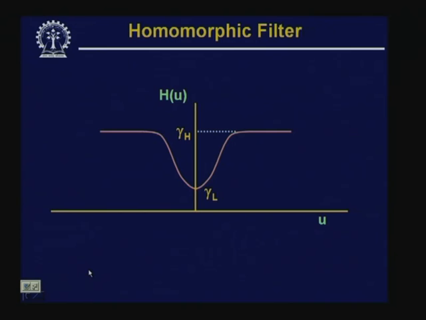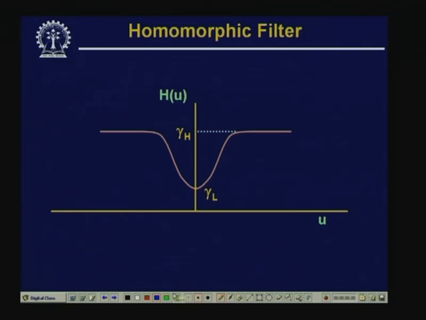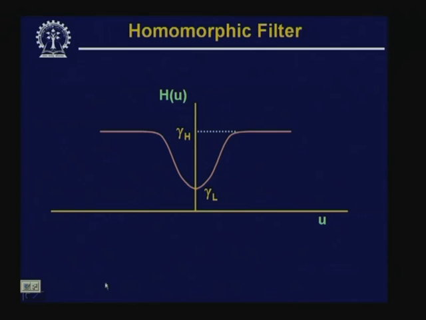So, now, if we define a filter response like this, with gamma_h greater than 1 and gamma_l less than 1, this will amplify all the high frequency components, that is the contribution of the reflectance, and it will attenuate the low frequency components, that is the contribution due to the illumination. Using this type of filtering, the kind of result that we get is something like this.